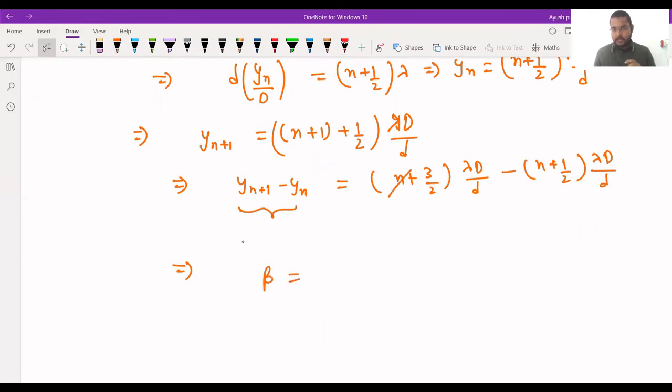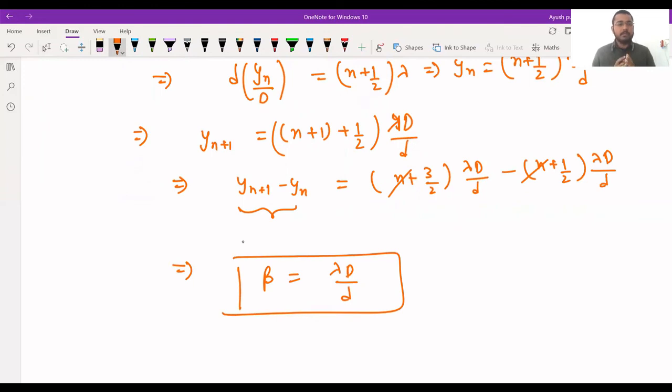Then you will see n will cancel out, lambda capital D upon small d will be there, and 3 by 2 subtracted by 1 by 2. So we will get only lambda D upon small d. So you can see either from the case of bright fringe or dark fringe, you are getting the same fringe width. So the formula for fringe width is beta is equal to lambda D upon small d. This is a very important formula. You should remember this formula.